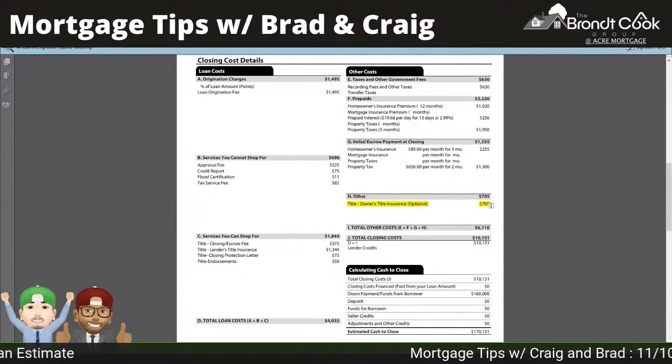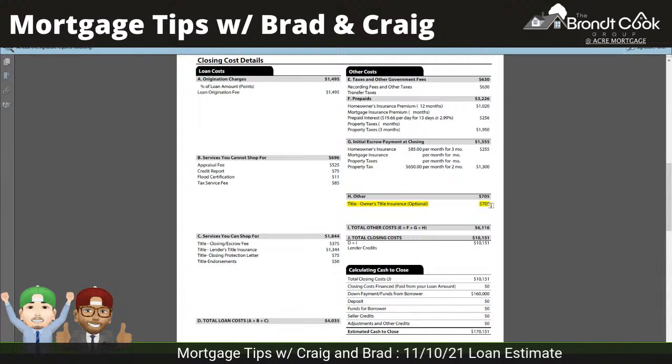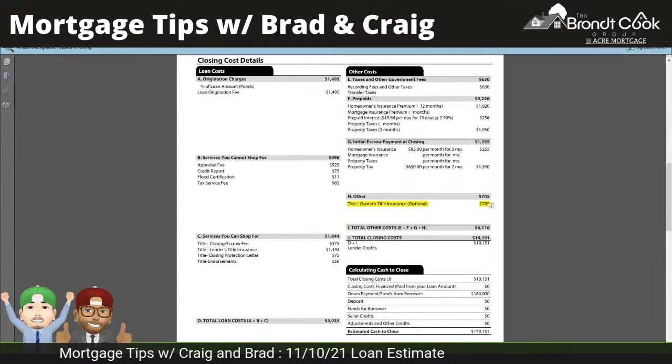Good point. So if we look at the section below that, we're at calculating cash to close. So it's really just adding up and tallying up what we know, right?